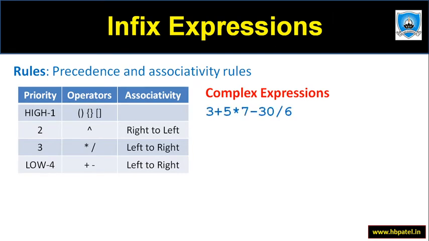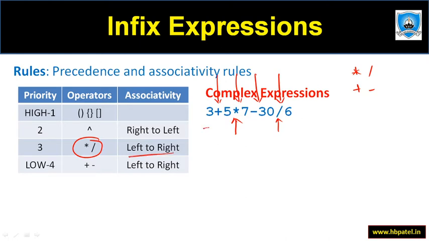Now let us take one more example. Let's say we are having 3 plus 5 multiplied by 7 minus 30 divided by 6. So look at this. I am having plus, I am having minus, I am having multiplication, I am having division. So you know that multiplication and division are having higher priority than plus and minus. So these multiplication and division should be evaluated first. But multiplication and division are having same priority. Then in that case we'll be going left to right. So in left we have multiplication first. So we'll be doing multiplication first, then we'll be doing this division, and then we are having plus and minus.